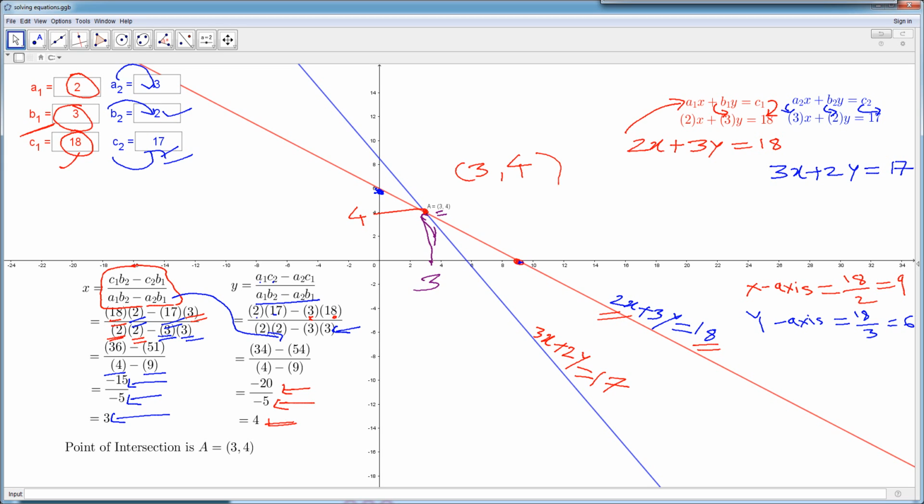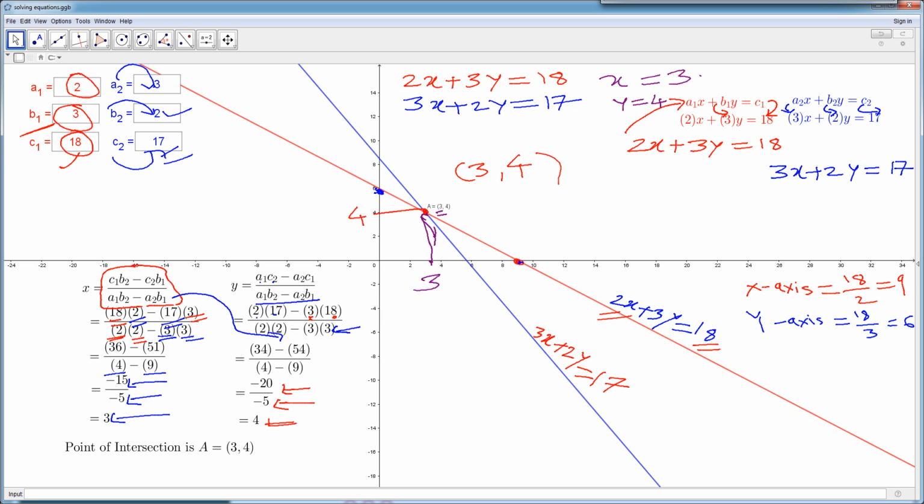What it means algebraically, we solved the equation 2x plus 3y is equal to 18, and we solved another equation 3x plus 2y is equal to 17, and the answer that we obtained is x is equal to 3 and y is equal to 4. You substitute these values and check whether these equations get satisfied or not. We can also verify our answer.